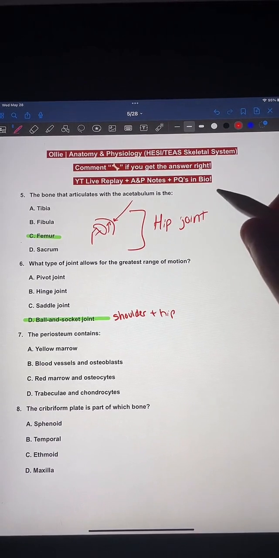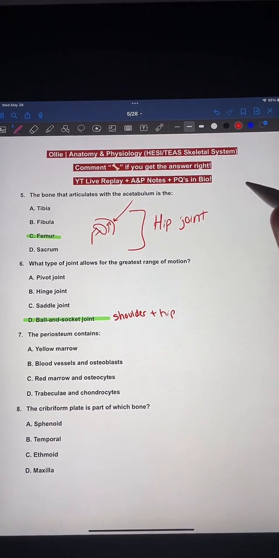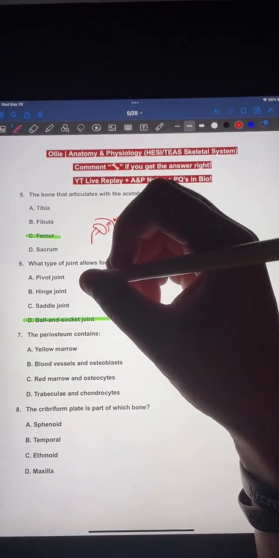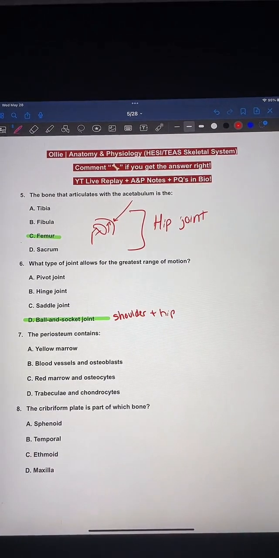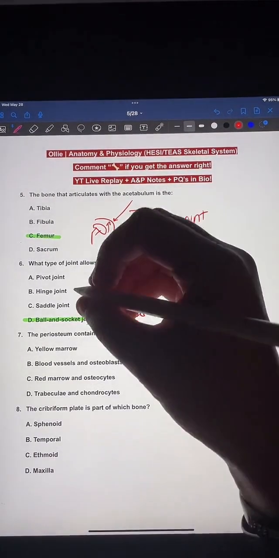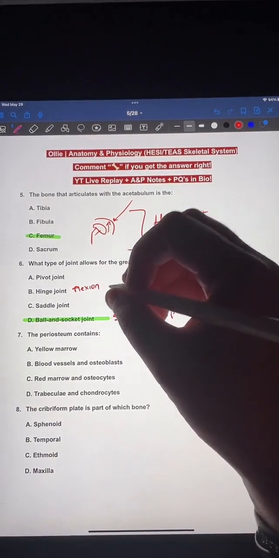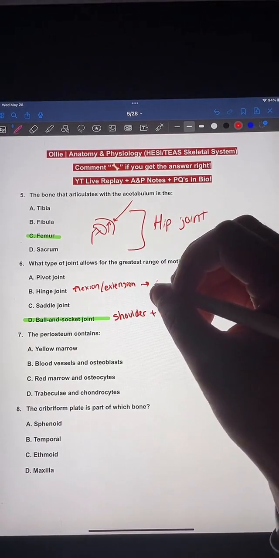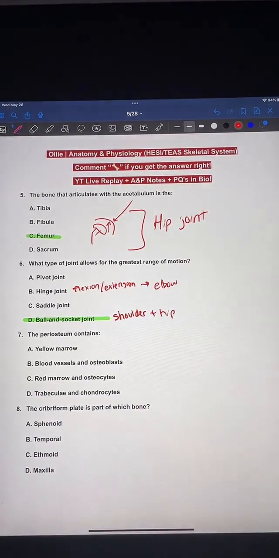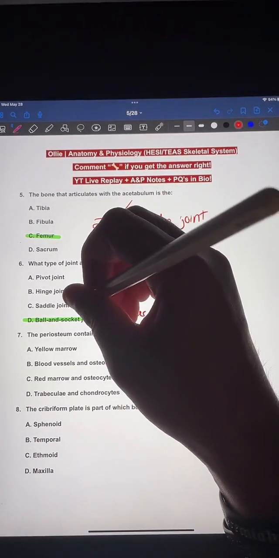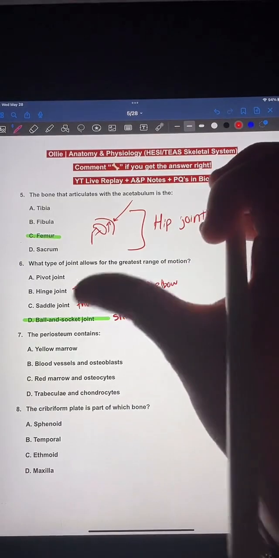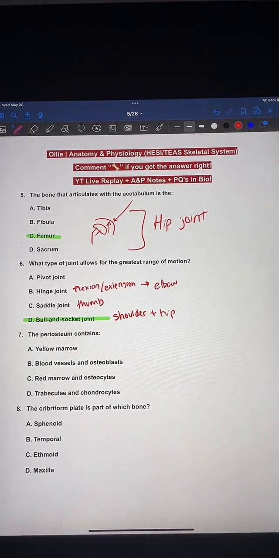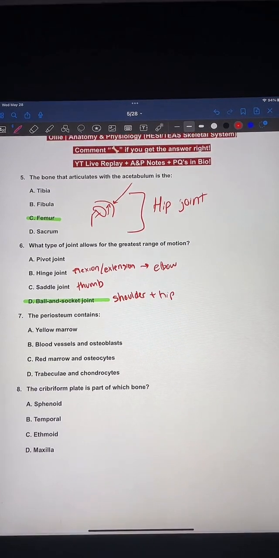Pivot joint allows rotation only. That's your axial joint. It's like in your neck, when you shift your head left and right. Then your hinge joint, that's going to be more so for flexion and extension, like at your elbow. And then the saddle joint, that's kind of like at your thumb. So my thumb is my saddle joint. It's biaxial movement. It's very limited compared to the ball and socket though as well.